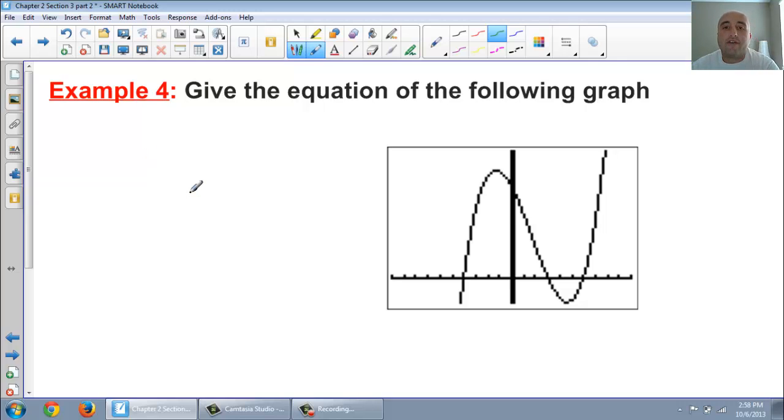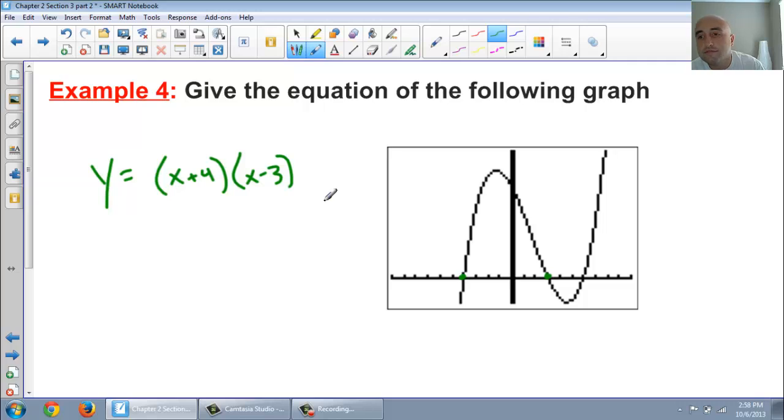We have a graph. Now what it wants is the equation. So this is how you set it up, y equals. Now, where are our zeros at? This zero is at negative 4. So what is the factor for negative 4? Hopefully you remember that you changed the sign. So x plus 4. Then what's our next zero? Our next zero is at 3, so it's x minus 3.